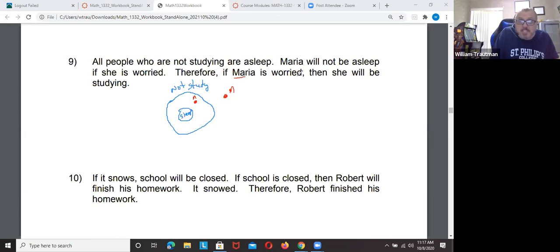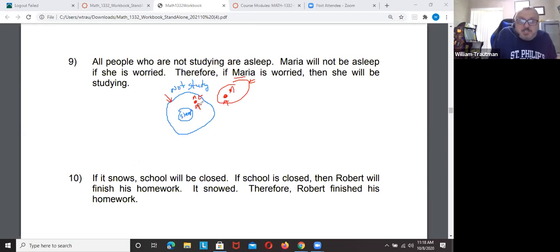Therefore, if Maria is worried, then she will be studying. Do you see? I could put Maria here. If this is not studying, that means this is studying. Or she could be put in here. I said I could put Maria in there. It just says Maria is not asleep. So she could be put here or here.